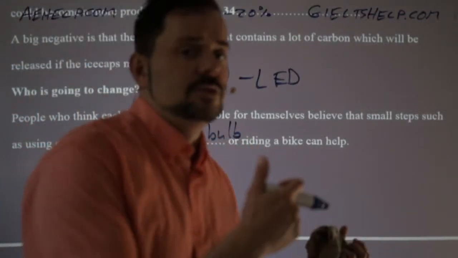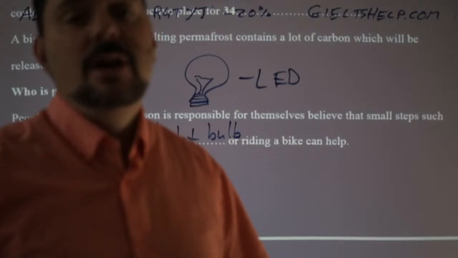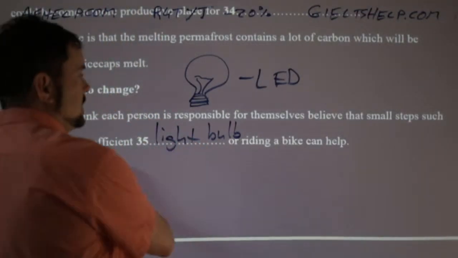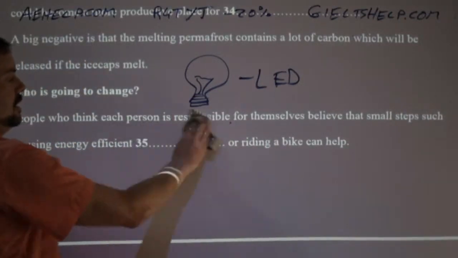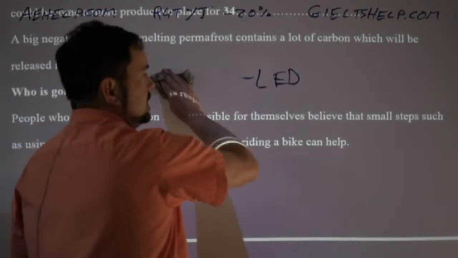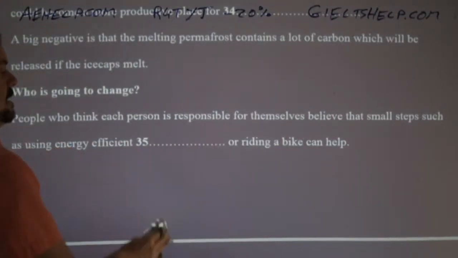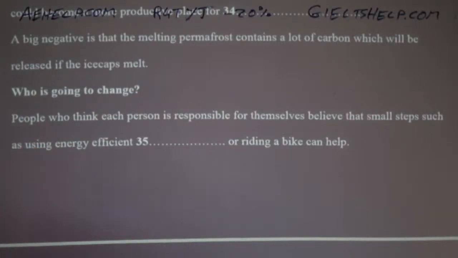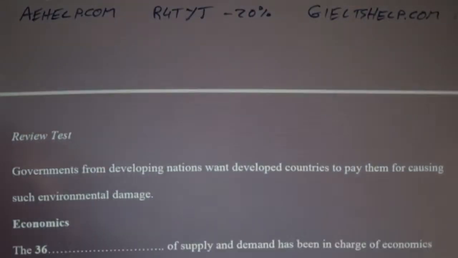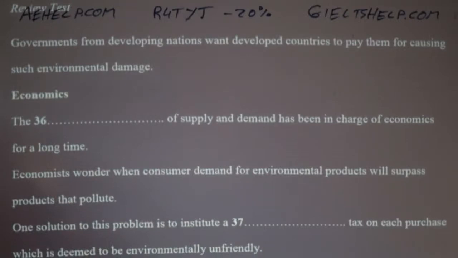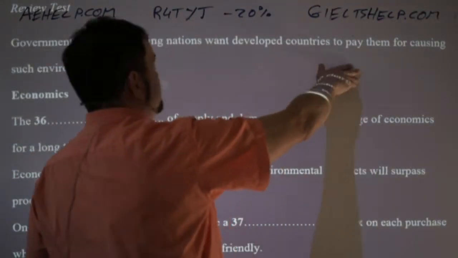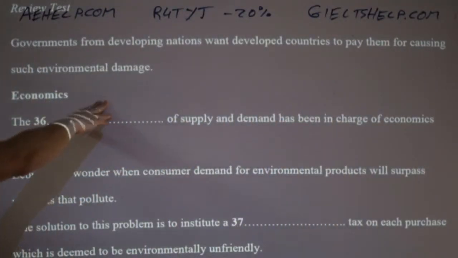You don't have to go to the store. You don't have to waste your time. And in the long run, it's going to be cheaper for you to use LED lights than using the original incandescent light bulbs. So again, more green products, right? We have to do our part now as humans, otherwise there will not be a future for our children and our children's children. Okay, so governments from developing nations want developed countries to pay them for causing such environmental damage.